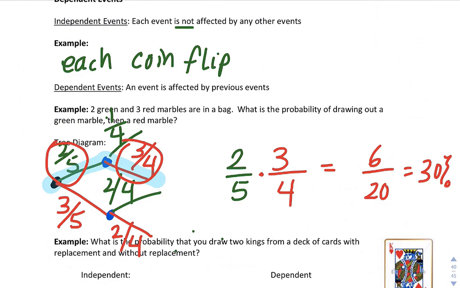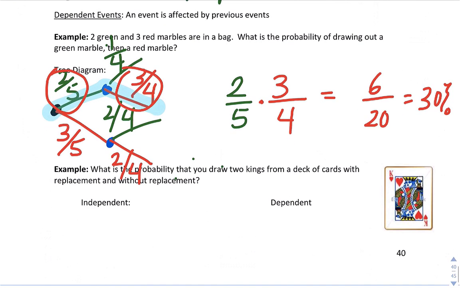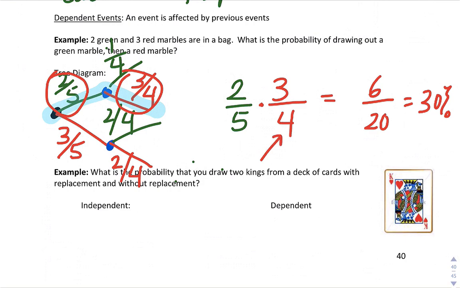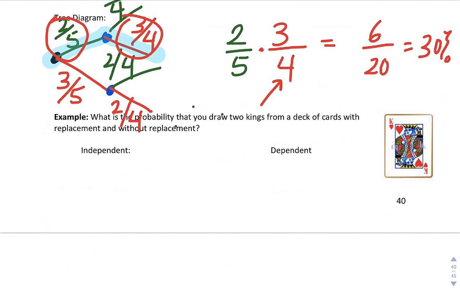Okay, so that's an example of dependent events. One affects the outcome. Notice we had to change the denominator because there was 1 less marble. Let's do another example. What is the probability you draw 2 kings from a deck of cards with or without replacement? And again, we've done problems like this before, so it's a good review.